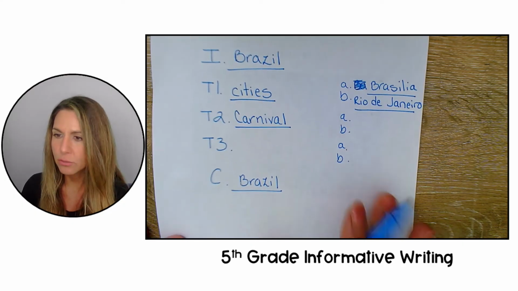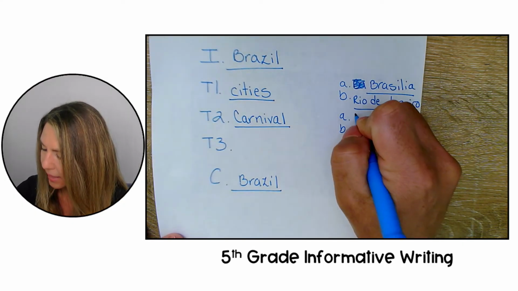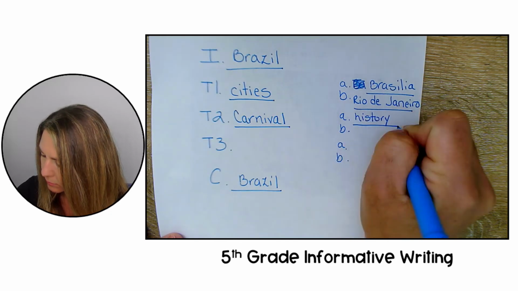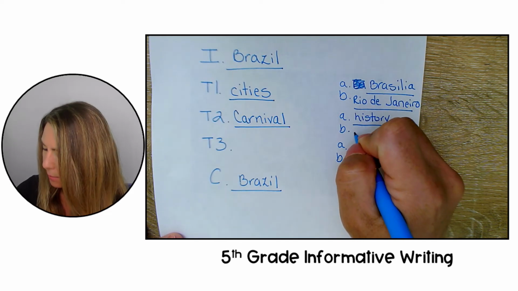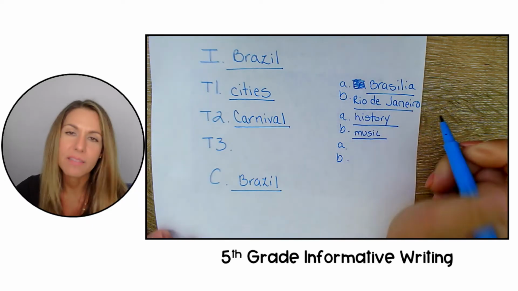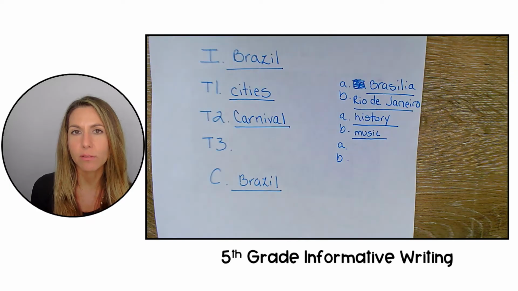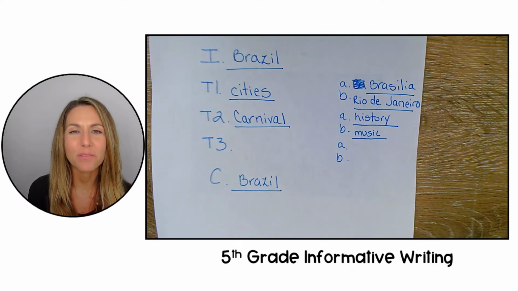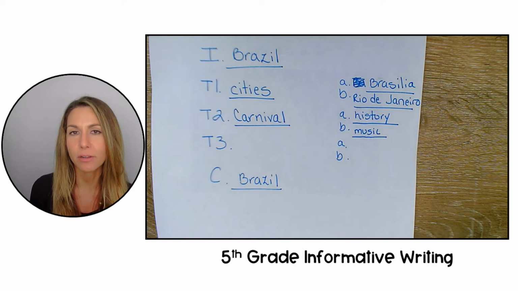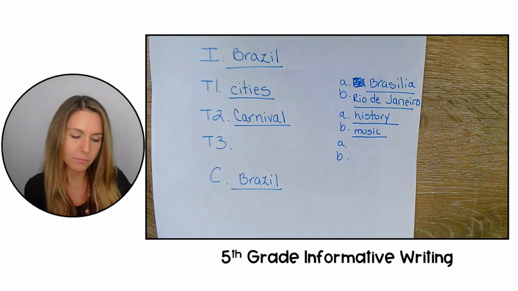So for T2, I am going to make my A subtopic History, and I'm going to make my B subtopic Music. Because I think both of these are good examples, I think both of those are good details about Carnival that will help my reader to better understand this festival.